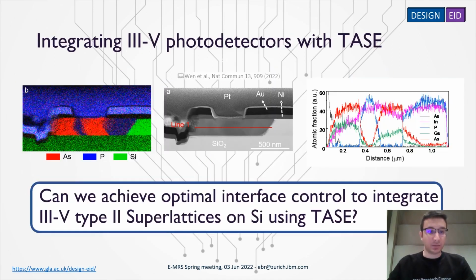In our group, we also managed to integrate III-V photodetectors on silicon with TASE. The I region of the device was made of indium gallium arsenide, while the P and N region were made of indium phosphide. The authors indicated good performance for this kind of device, and also suggested that with a better control of the heterointerfaces and with the possible introduction of a III-V type II superlattice in the I region, this performance could be improved even further.